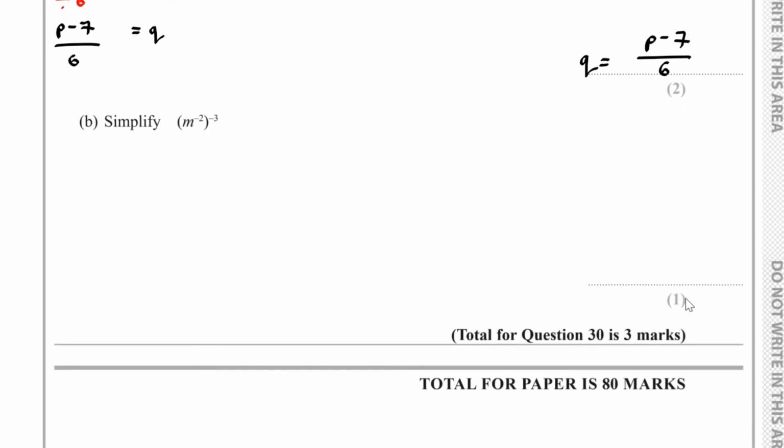And now for part b of the question, we have to simplify m to the minus 2, all to the power of minus 3. Well, here we have to use our laws of indices. a to the power of x, to the power of y, is equivalent to a to the power of xy. We multiply the powers. So here we've got m to the minus 2 times minus 3. So here we've got m to the positive 6, because minus 2 times minus 3 is positive 6. So here we've got m to the power of 6.